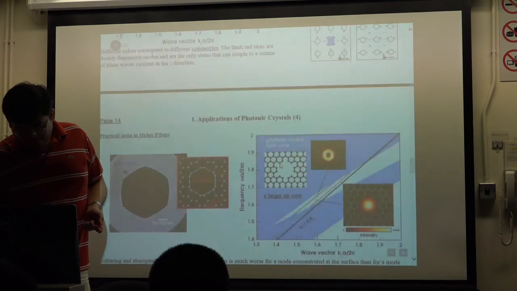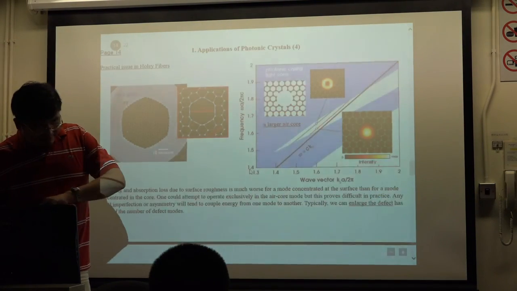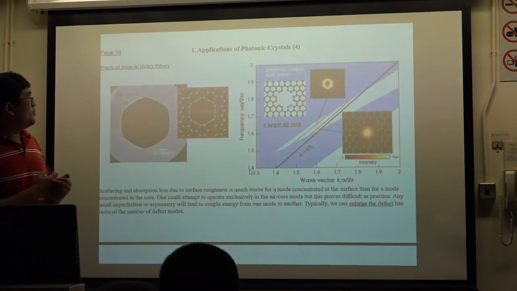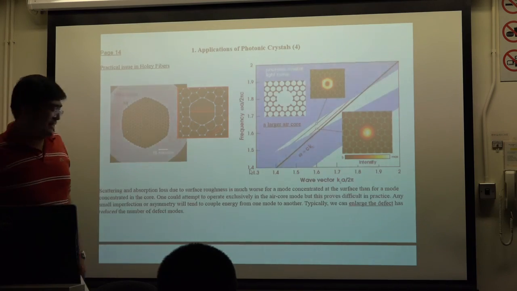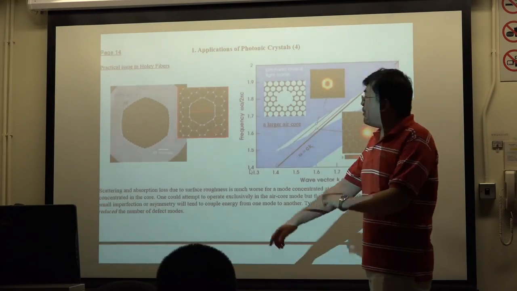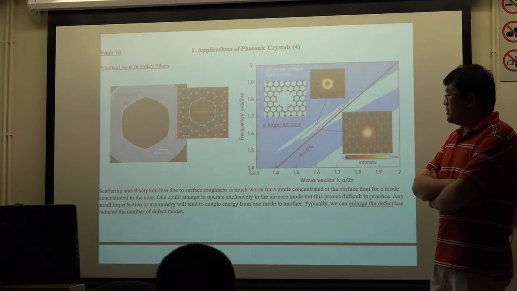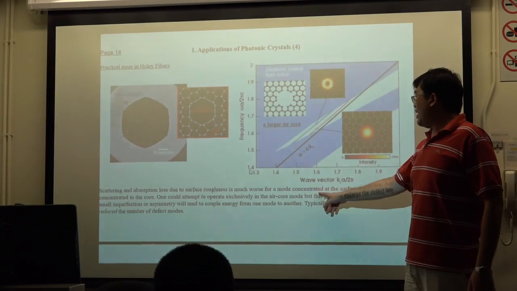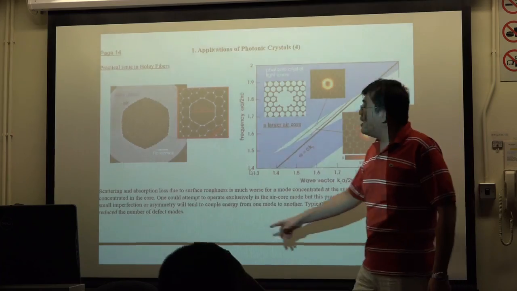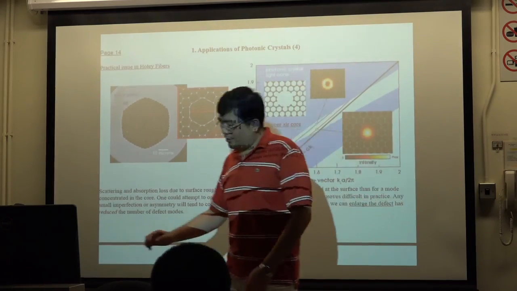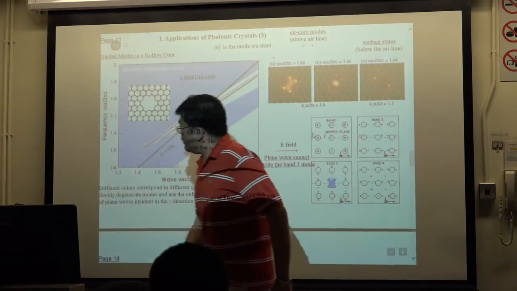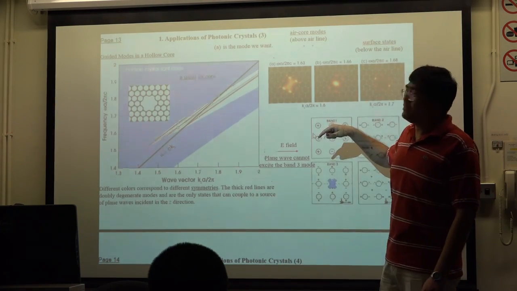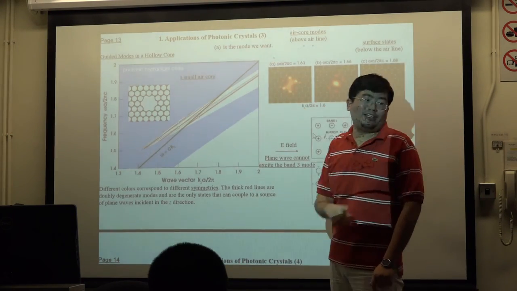So this is an optical fiber. But in a real situation, what's the difficulty here? Scattering loss and absorption loss due to surface roughness are much worse for a mode concentrated on the surface than for a mode concentrated in the core. They said if the mode is concentrated here, it has some scattering and absorption loss. So concentrated in the hole is better. This is the first thing.